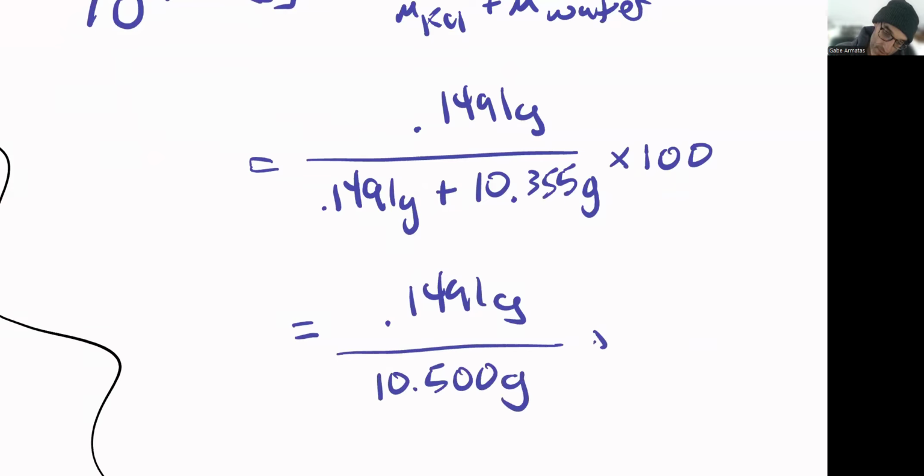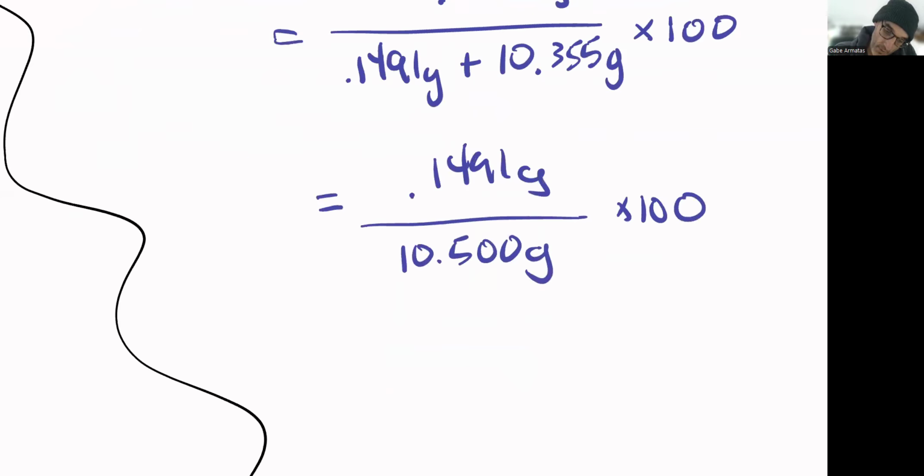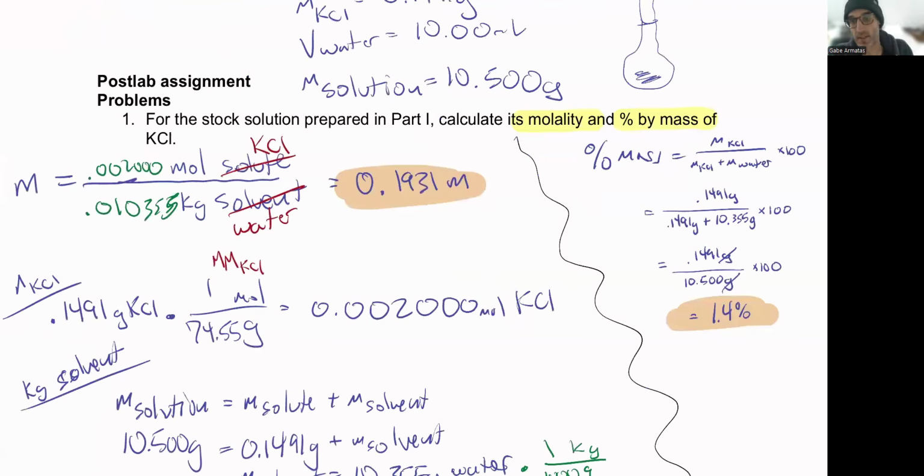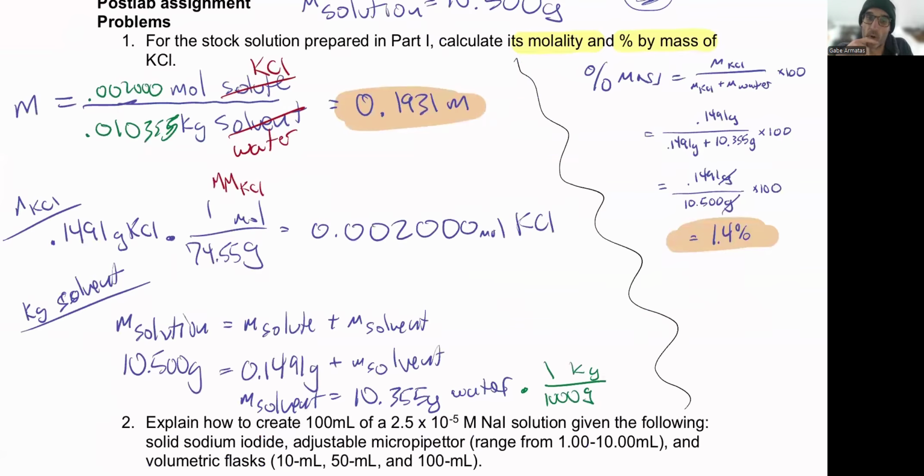And we can recall that that was 0.1491 grams all over 10.500 grams times 100. Grams is going to cancel, and after I do the math, there should be no unit. Well, kind of. 1.4% is the quantity that we're going to end up with. So 1.4% KCl by mass. All right, moving on.